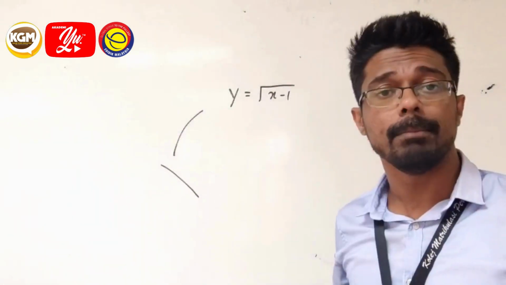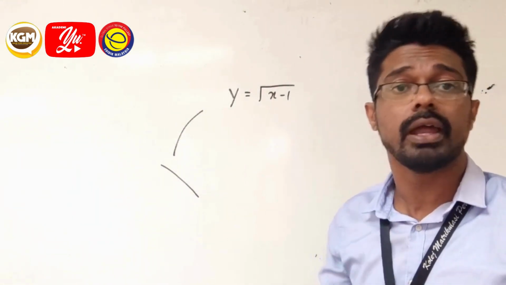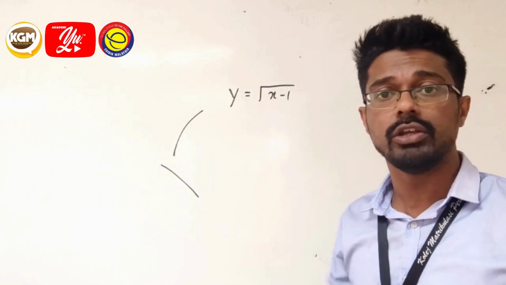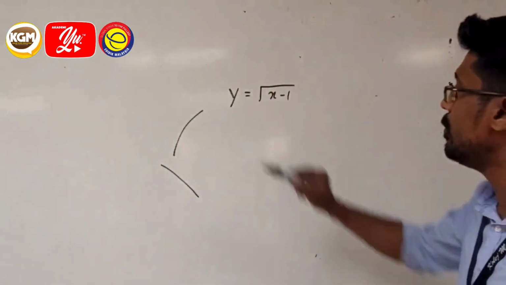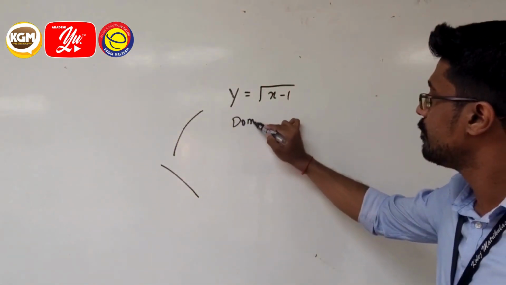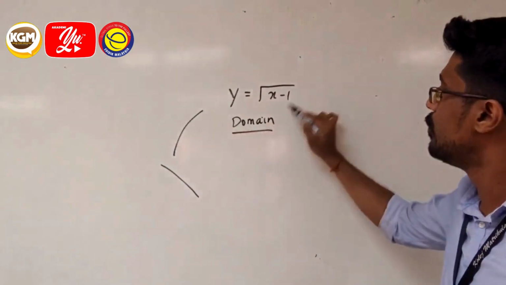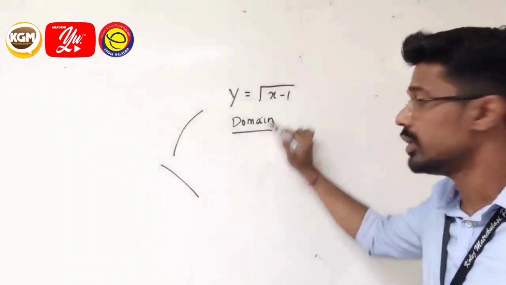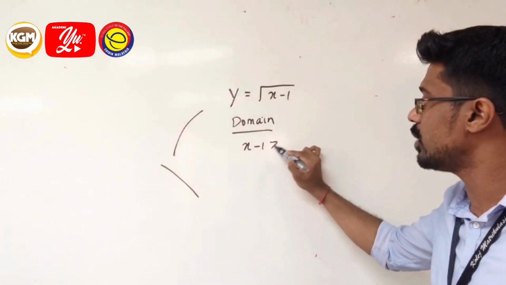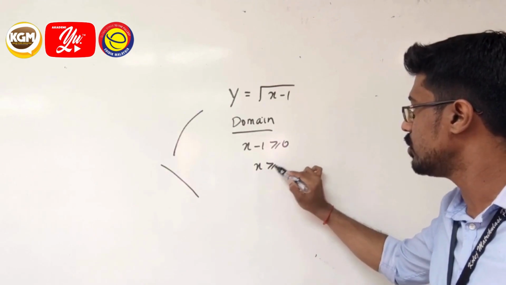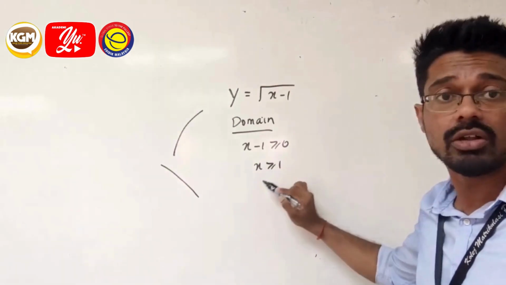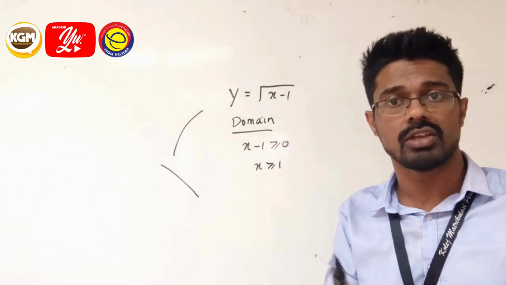So first of all, before you draw, for surd and also for ln functions, what you need to do is go and identify the domain. So here the domain is going to be, I'm going to focus on the part in here. The condition should be x minus 1 greater than or equal to 0. I'll get x greater than or equal to 1. Once I've got the domain, I can go and sketch the graph.